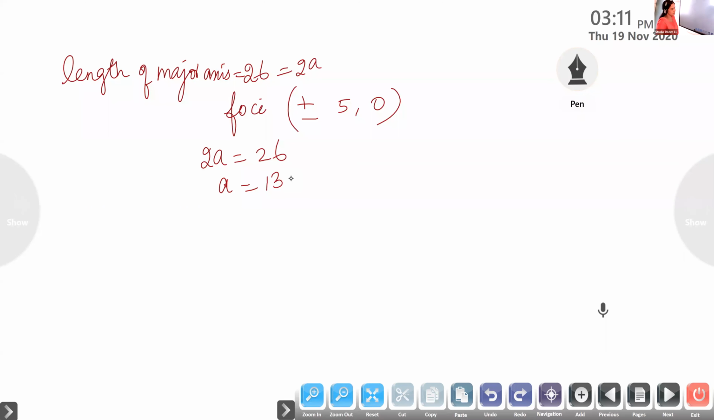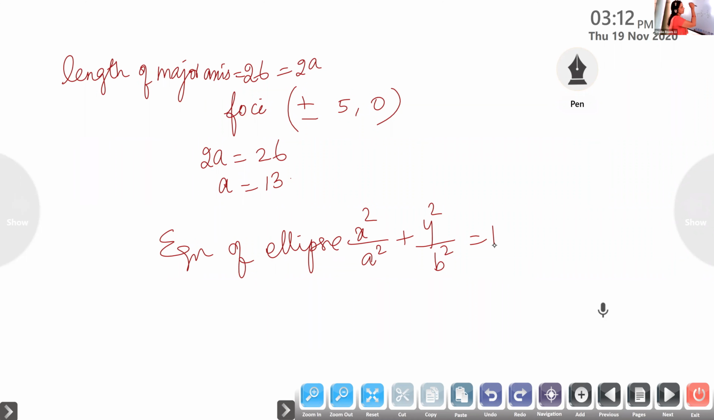Instead of b, what is given here? The foci are given, isn't it? It is given as plus or minus 5, 0. Foci means it is the same as plus or minus c, 0. So you get c. What is c here? 5. So c is 5. Can you find out what b is? What is the formula connecting a, b and c?